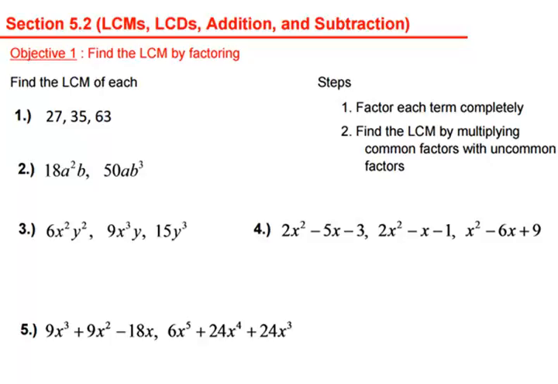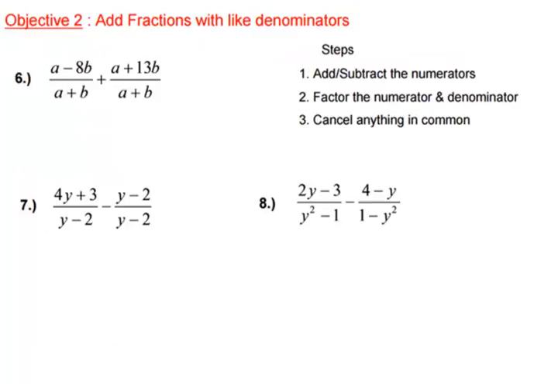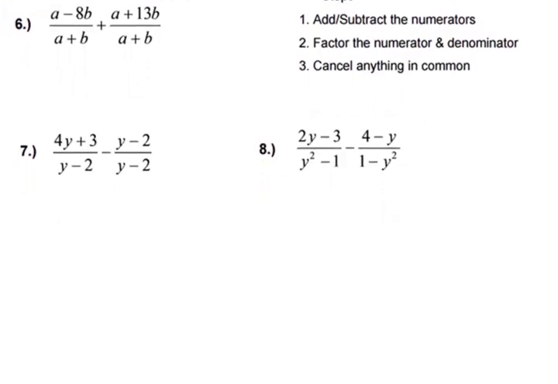Okay, I am going to skip objective 1 because we did that one in class, and that was finding least common multiple by factoring. I'm going to go to objective 2. We're going to add fractions with like denominators first, and then we're going to add fractions with unlike denominators. I'm only going to do a few problems because these problems take a long time and I want to make sure that the video is not too long. So I'm going to start out with number 7 and number 8, and then we'll move on to the next objective. So I'm going to skip number 6.